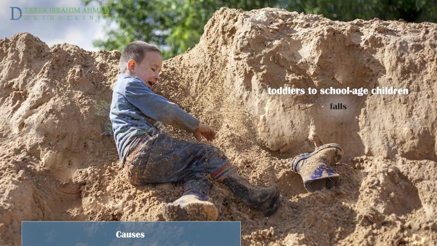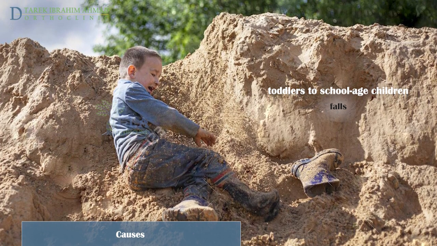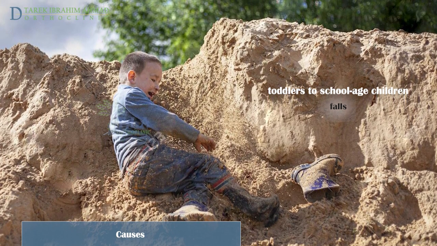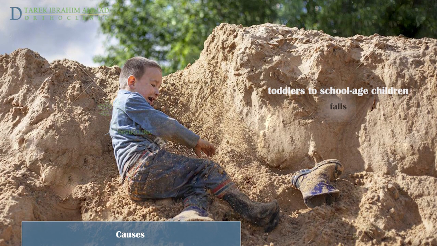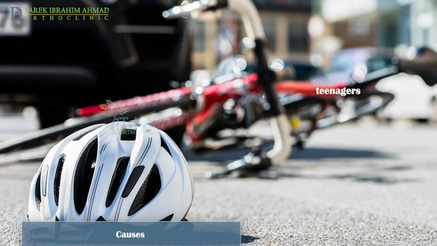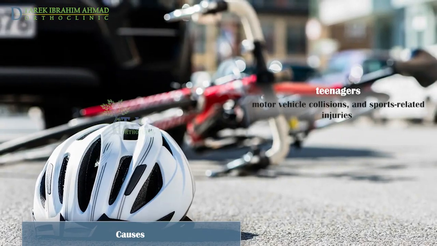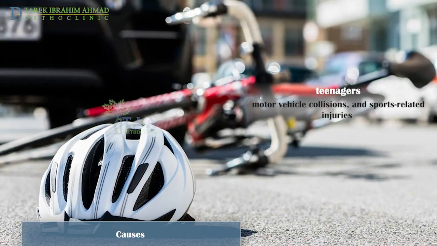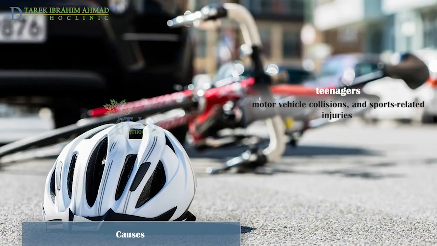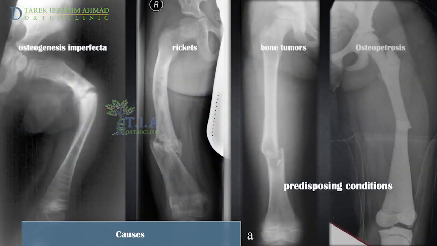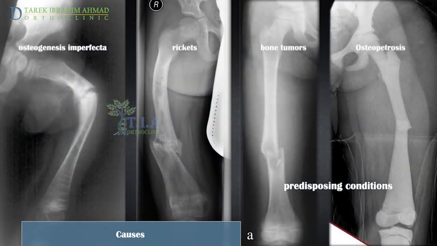In this age group, even relatively low-energy injuries such as a fall from a low height or fall while running may result in a femoral shaft fracture. As children reach their teenage years, motor vehicle collisions and sports-related injuries account for the majority of femoral shaft fractures. Patients with predisposing conditions, such as osteogenesis imperfecta, or other reasons for generalized osteopenia, such as cerebral palsy or other neuromuscular conditions, and benign or malignant bone tumors are at higher risk for femoral shaft fractures.